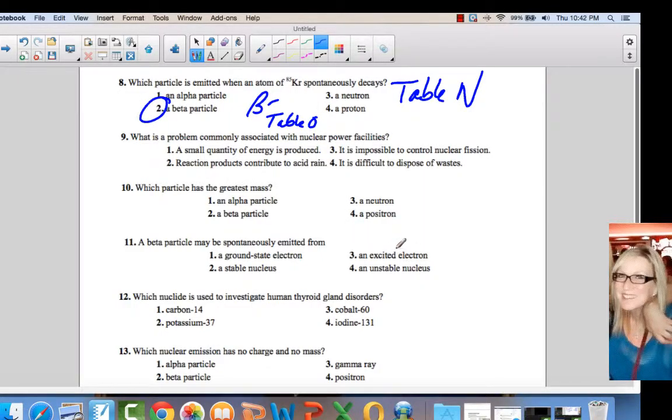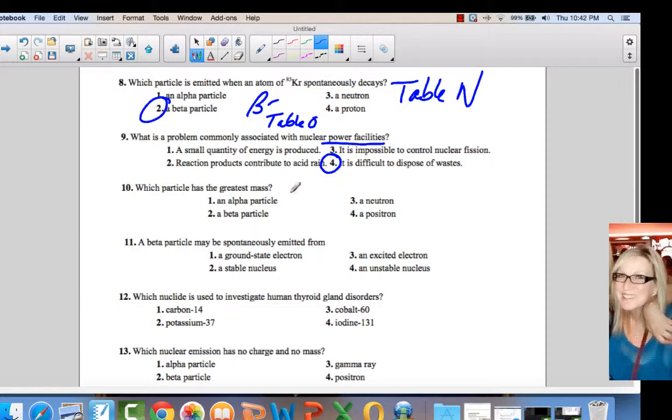What is a problem commonly associated with a nuclear power facility? A nuclear power plant. Well, nuclear power plants, although we didn't go over it in the review, are very difficult to dispose of waste.